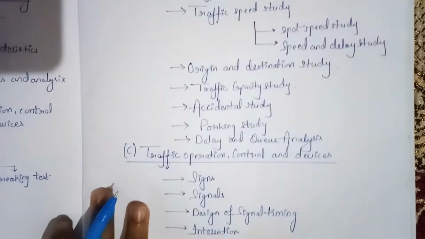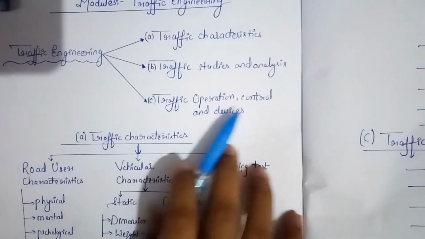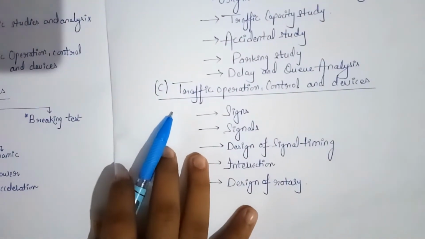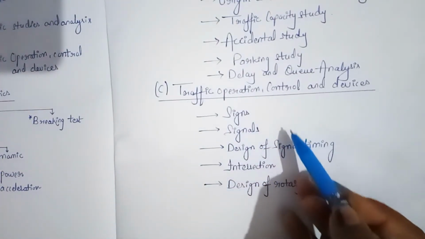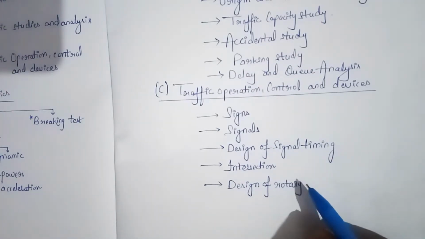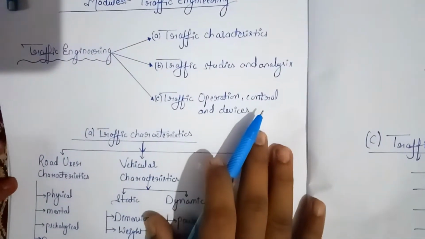Okay, next we will see our third classification of traffic engineering, that is the traffic operation, control and devices. In this topic there are again subtopics. First we will see the signs, signals, design of signal timing, intersection and the design of a rotary. Okay, so in this manner we will cover all the important topics of traffic engineering.